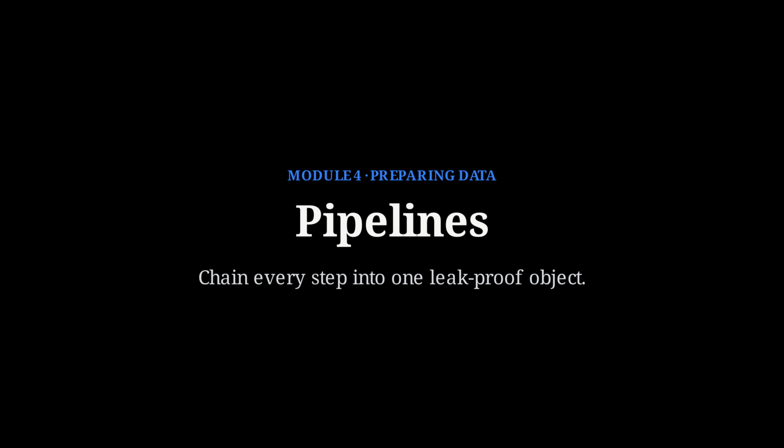We now have a whole toolbox: impute, scale, encode, engineer. And one iron rule from last lesson: fit every step on the training data only. Keeping that straight by hand is exhausting and error-prone. So let's automate it with a scikit-learn pipeline.